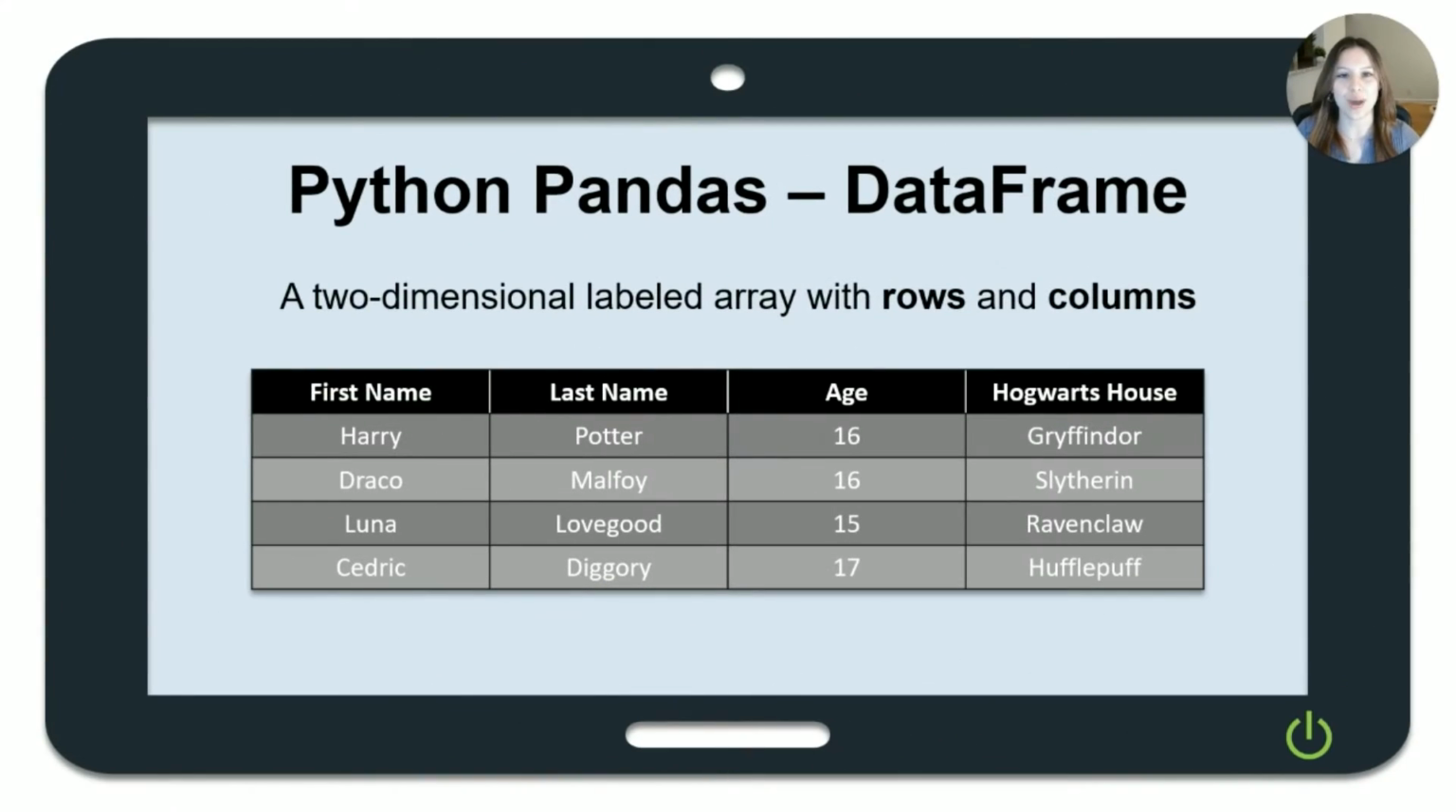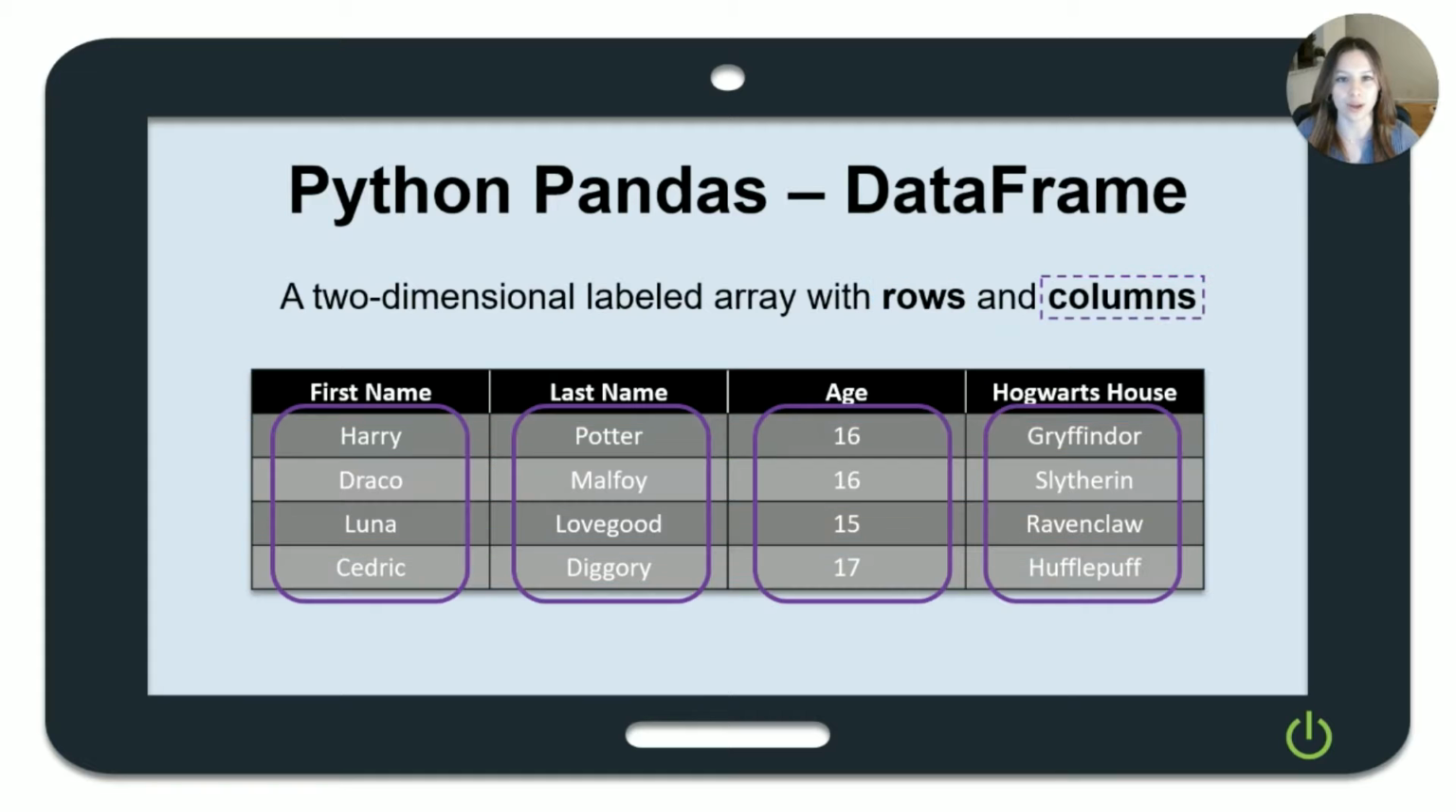Data frames are the backbone of data analysis and data manipulation in Pandas. They allow us to organize, clean, and analyze our data efficiently. They're also very versatile, meaning that they can hold a wide variety of data types, such as Booleans, strings, integers, and other complex objects. By definition, the Pandas data frame is a two-dimensional labeled array with rows and columns.